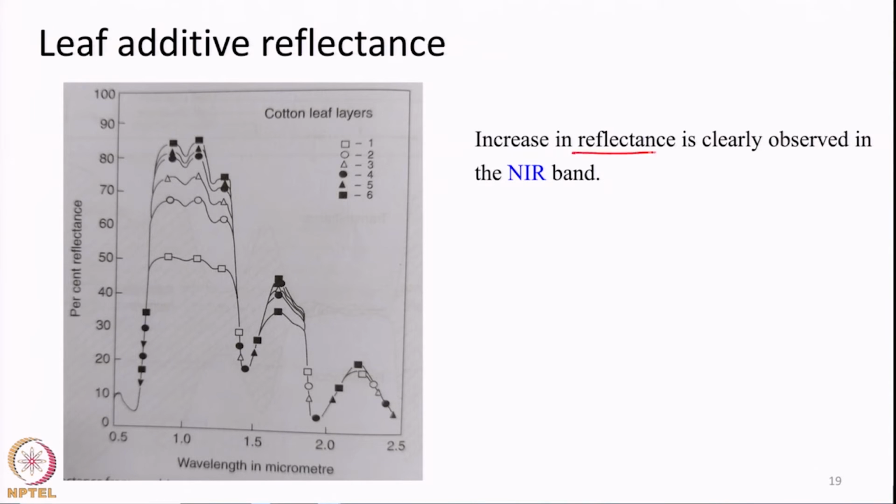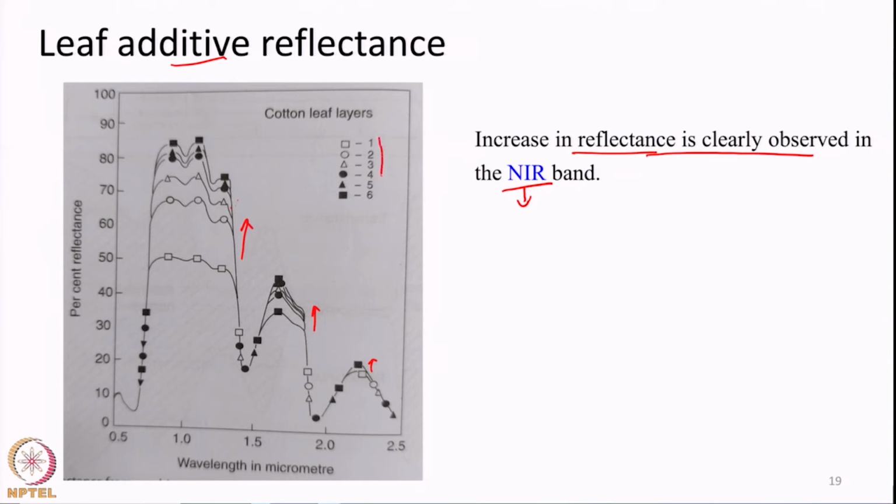So, this figure in this slide actually tells us more about the leaf additive reflectance. This leaf additive reflectance is very clearly observed in the NIR band, because the leaf has the greatest transmittance in the NIR band that we have seen, and also now we would have understood that for leaf additive reflectance, this transmitted energy is one of the major input sources. Okay. So, in the NIR band, as the number of leaves increases, the reflectance increases quite sharply. This is also observed in the SWIR portion to some extent.